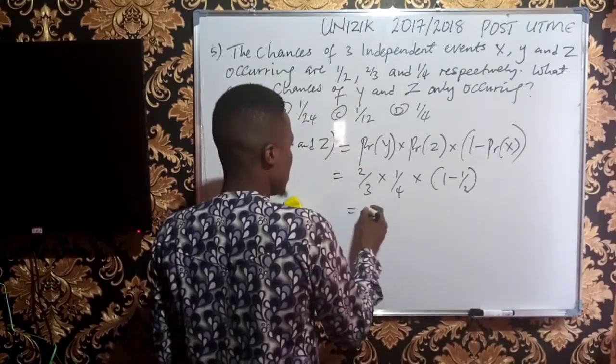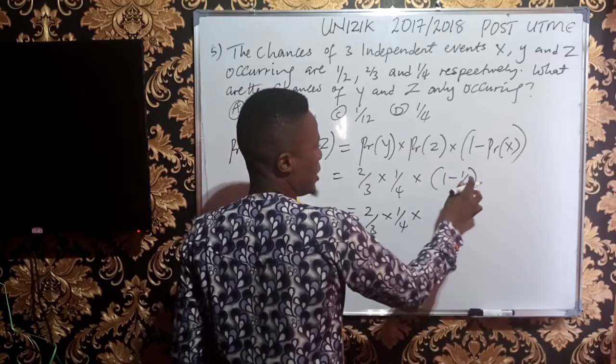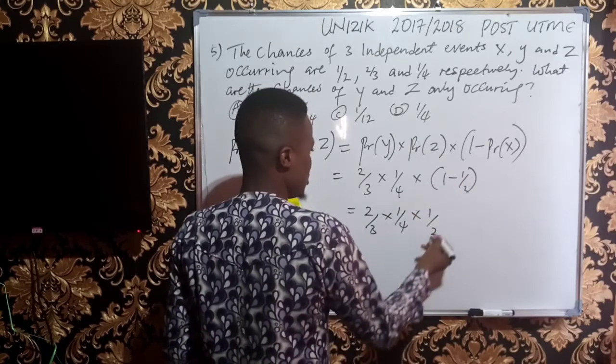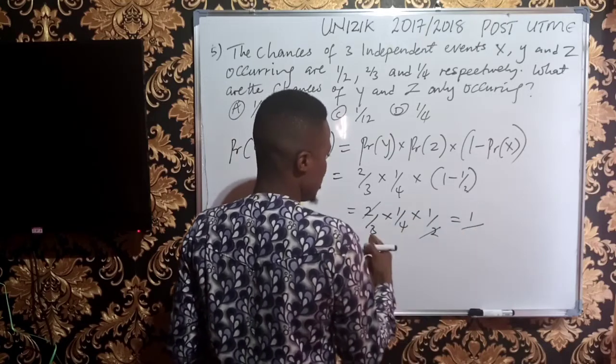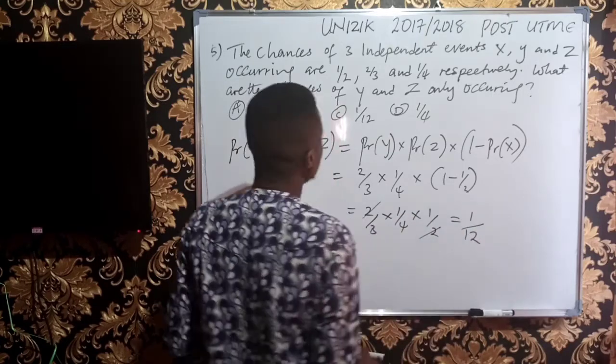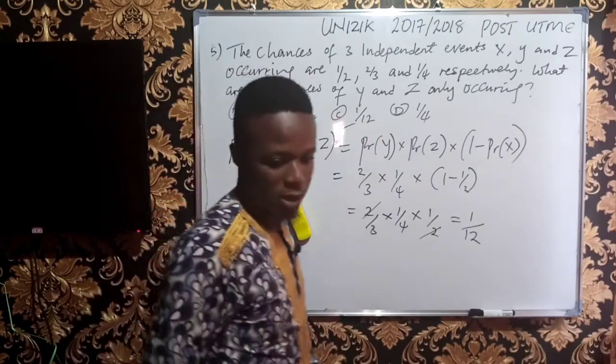This is the probability of x, 1 over 2. So this will give us 2 over 3 times 1 over 4 times 1 minus half, which is still half. So 2 we cancel 2. We shall have 1 times 1 is 1, over 3 times 4 is 12. So the answer is 1 over 12, option C. Okay, so let's take another one.